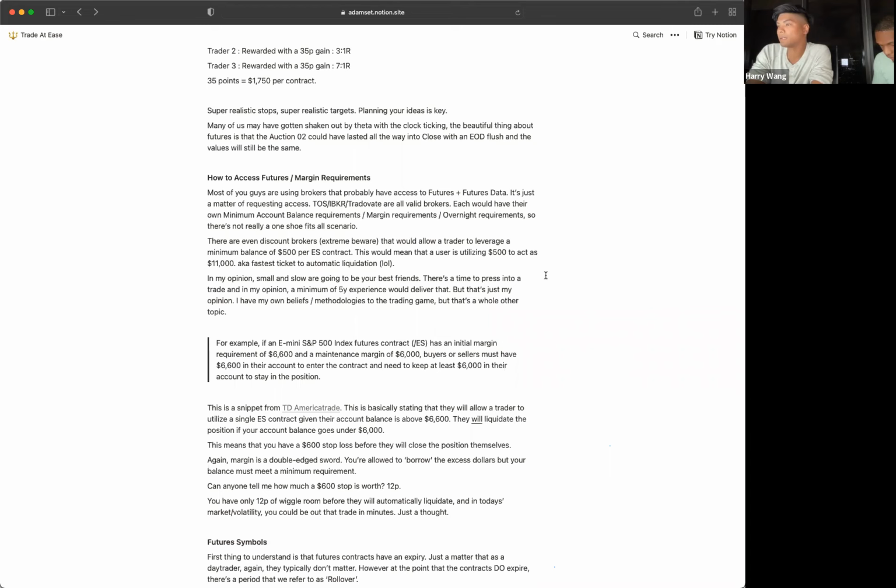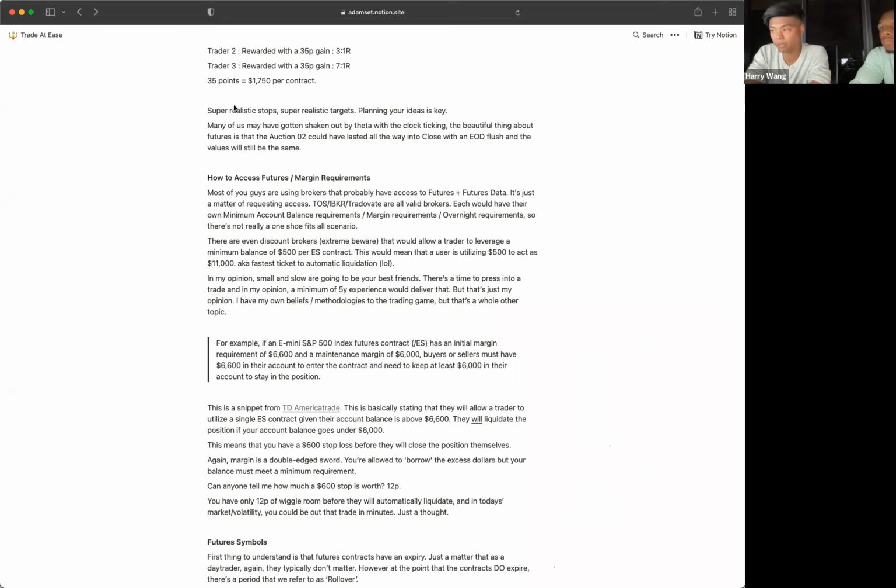So, for example, this is a quote taken from TD Ameritrade. If an E-mini S&P 500 futures contract has an initial margin requirement of 6,600 and a maintenance margin of 6,000, buyers or sellers must have 6,600 in their accounts to enter the contract, and they need to keep at least $6,000 in their account to stay in the position. What does this mean? This is basically stating that they will allow a trader to utilize a single ES contract given their account balance is above 6,600. They will, however, liquidate your position if the account balance goes under 6,000. This means that you can have a $600 stop before they will close the position themselves.